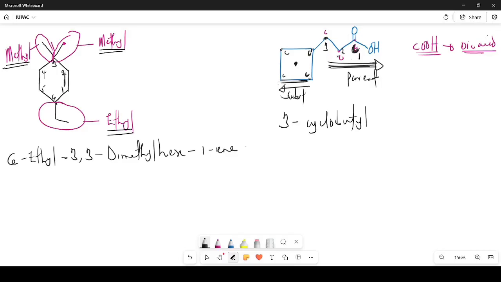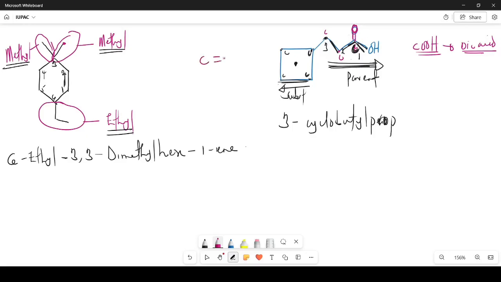And how about this one? It is pent. Sorry, not pent. Prop. Why is it prop? Because of 3 carbons. So 3 is represented with what? Prop. Prop what? We have single bonds. This is single bond, this is single bond, this is single bond. Oh, you are thinking this one is a double bond. Yes, this is a double bond. But we only take the double bond between carbon and carbon. This is not a double bond between carbon and carbon. So you cannot call it ene.